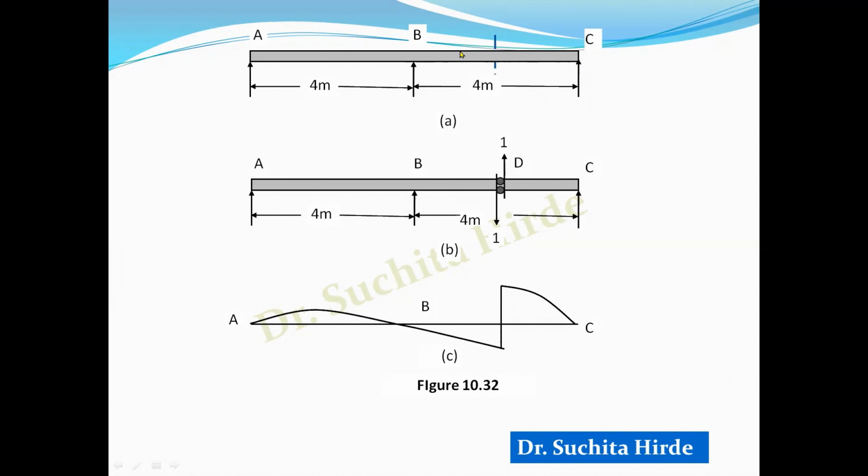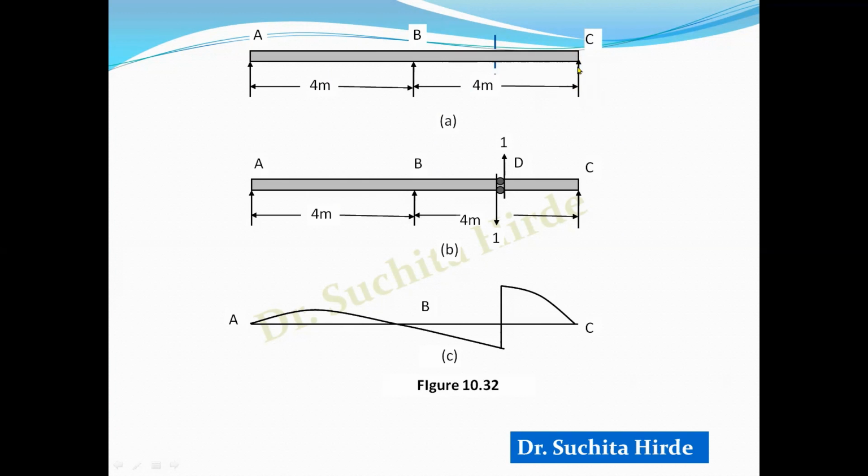When unit load is acting between B to D, unit load is downward. So reaction at C is upward. In that case, suppose you want to calculate the shear force at this section, then it is nothing but, you know that shear force is summation of vertical forces. On the right side of this, there is only one force because our unit load is here. And therefore shear force is nothing but this reaction. Now this reaction is upward.